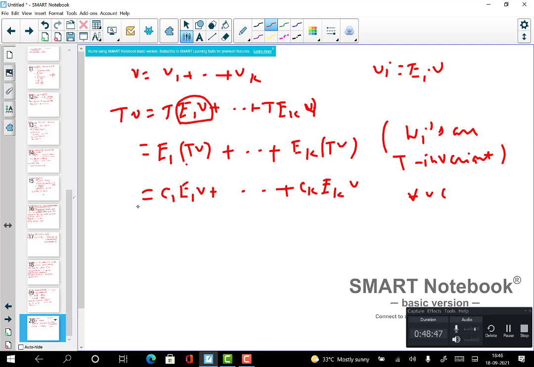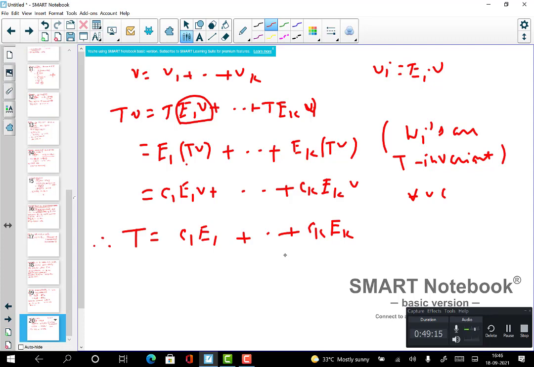So what does that mean? That means T can be written as c1 E1 + ... + ck Ek. That means you can write T in terms of these projection operators multiplied by the eigenvalues. And the rest will be the same, because the Ei's are projections, so they satisfy all the conditions, like the identity.